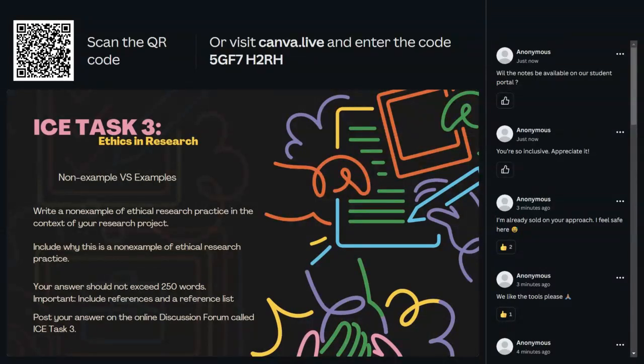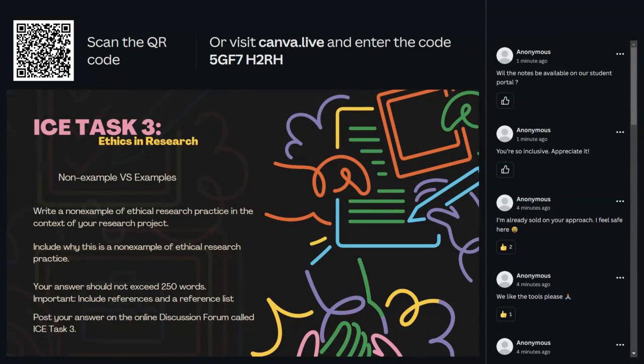Number 1, what is a non-example? Number 2, remind yourself of what ethical research practice is, which you would have covered in semester 1, and what your research project is, which you are constantly working on and unpacking towards task 3. So these are the 3 key things that we need to look at this evening.